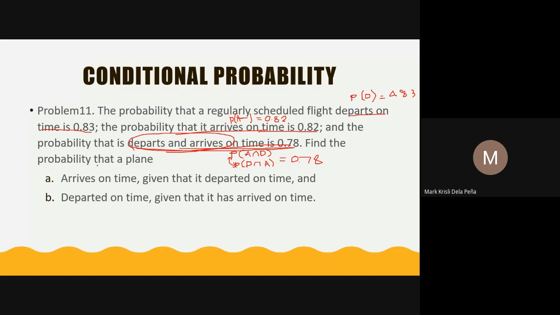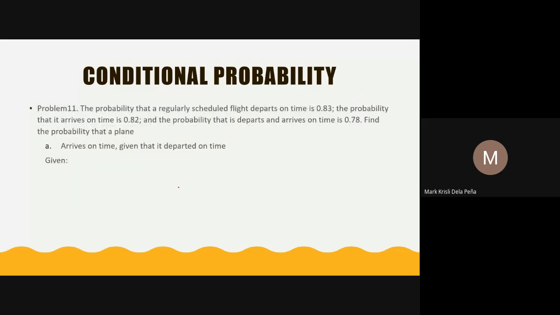Take note of the given conditions. That is why it's called conditional. So let's now proceed to the solution. Again, the probability that it departs on time is 0.83, that it arrives on time is 0.82, and that it departs and arrives on time is 0.78. Going back to our definition, the probability of B given A is equal to the probability of their intersection divided by the probability of the condition, that's the probability of A.